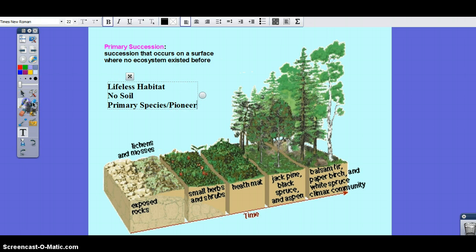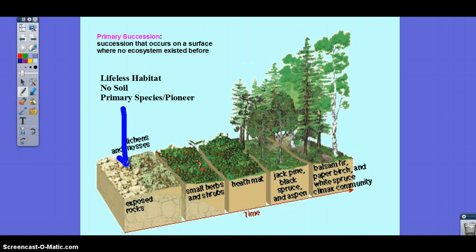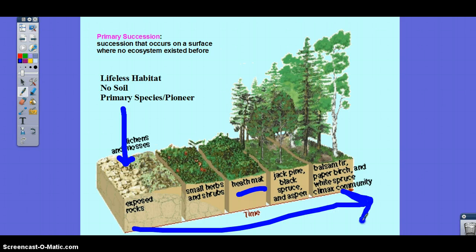And they will break down the rock, and with weathering combined, they'll form soil. From soil, you're going to have herbs. From herbs, you're going to have heath mat. And this exact scenario may show up on the AP exam. You also have to know that the first developing trees in a forest are pine, and eventually you're going to have the hardwood trees, which are like oak.